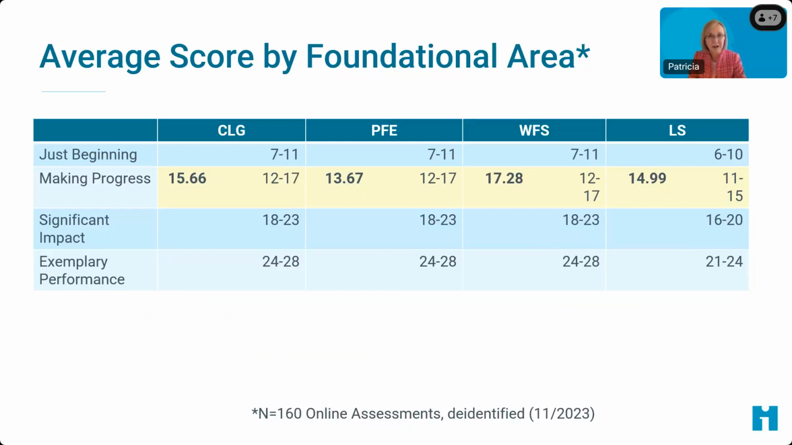And what you see on this slide here is a snapshot that aggregates scores of other organizations who have completed the self-assessment. So for each foundational area, there are scoring bands that fall into the categories of just beginning, making progress, significant impact, and exemplary performance. And when we aggregated the average scores from the 160 de-identified self-assessments that are on this slide, we found that the average scores for each domain fell into the making progress band, which on this slide is a yellowish color. You might see it as orange on some other slides.